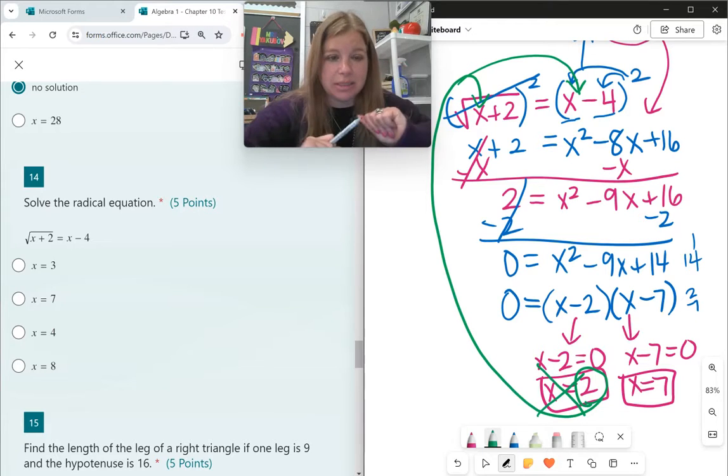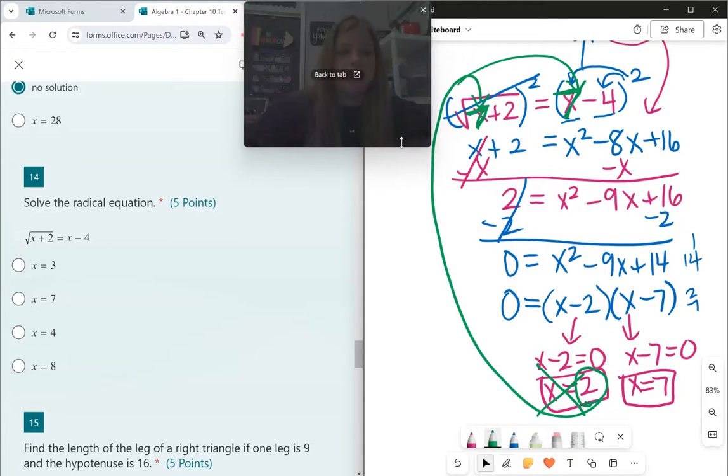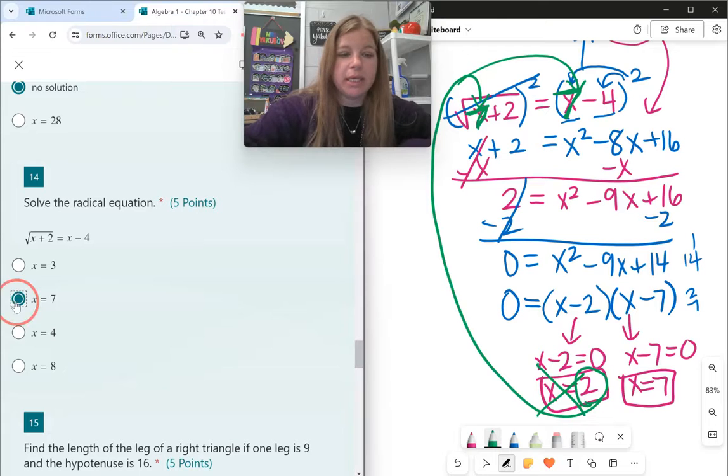It's extraneous. 7. If I plug a 7 in, what's 7 plus 2? 9. Square root of 9 is 3. And what happens when I plug that same 7 over here on the right? 7 minus 4 is also 3. So 7 is my only solution.